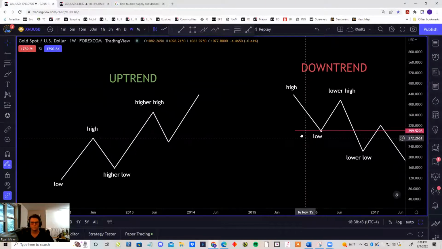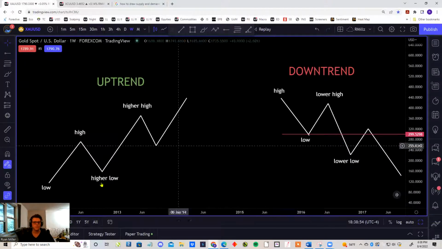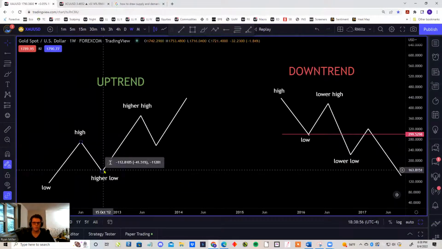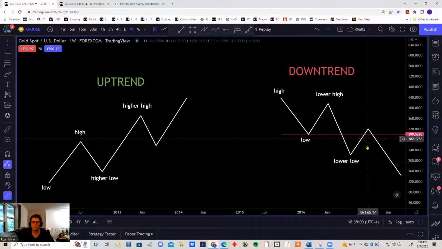Okay, so when we're looking at market structure, we really want to look for clear trends, uptrends, downtrends. When is the trend changing? So that's what we're going to get into. The market moves up, moves down, moves up, right? It pulls back, moves up, moves down, pulls back, moves down, pulls back.